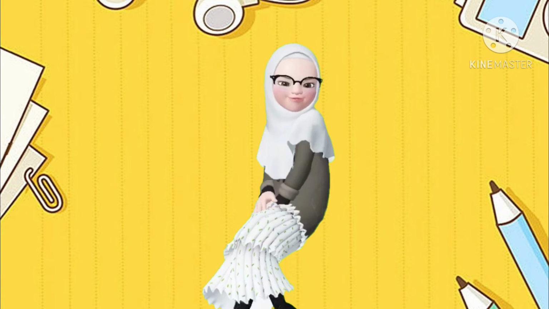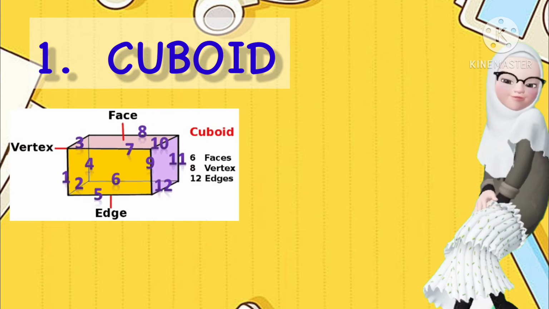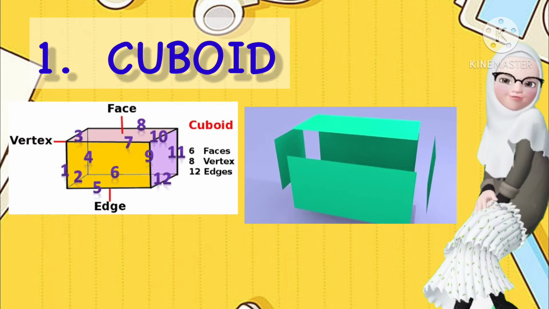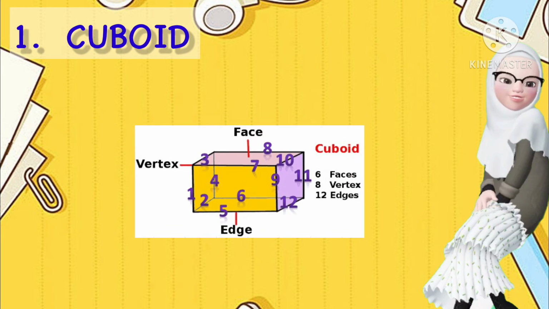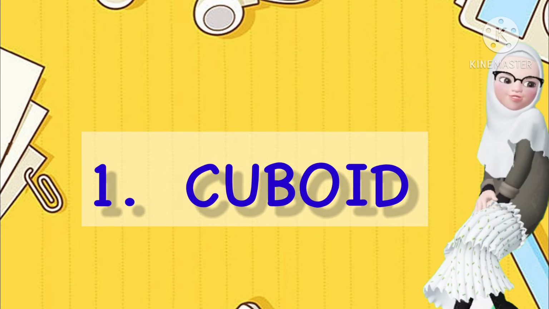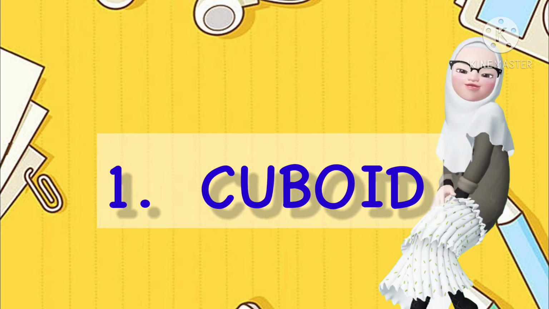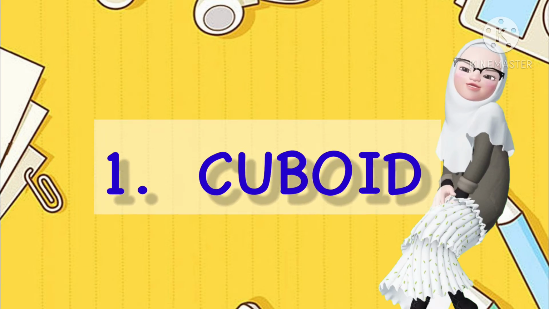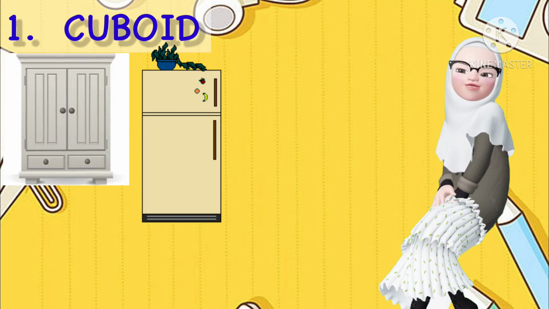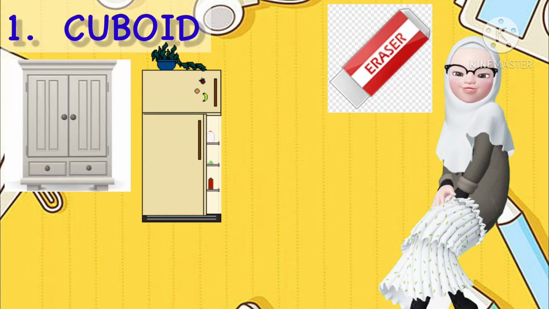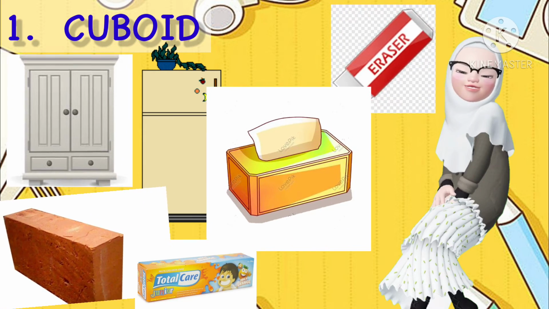The first shape of the three-dimensional is the cuboid. A cuboid has 12 edges, 6 faces, and 8 corners. And you can look at the shape of the objects here. All these objects have the shape of a cuboid. Some examples of cuboids are a cupboard, refrigerator, eraser, tissue box, bricks, toothpaste box, and matches.